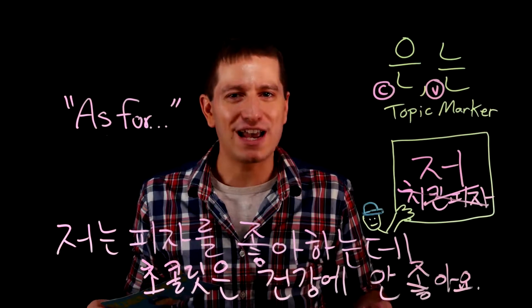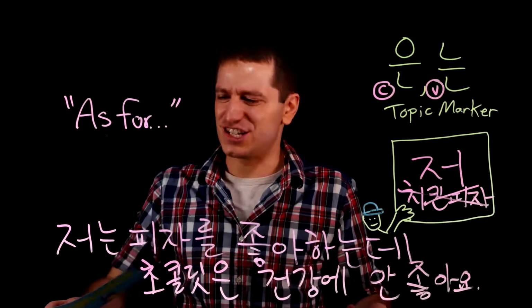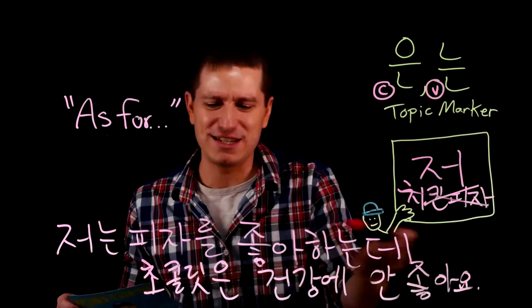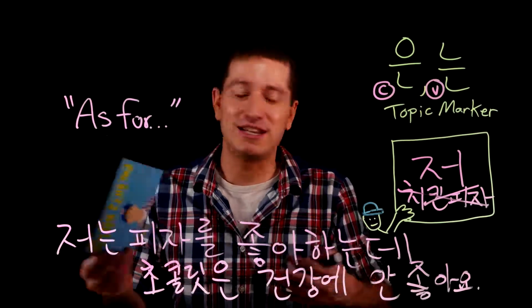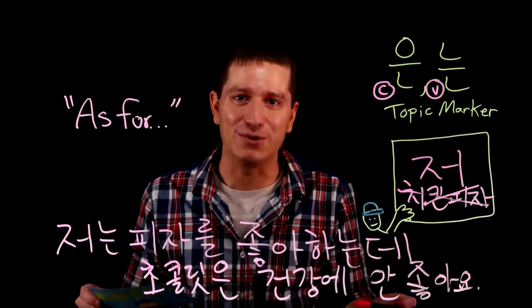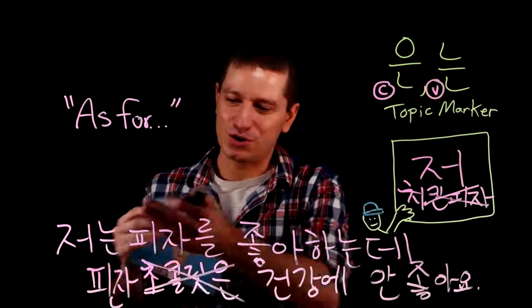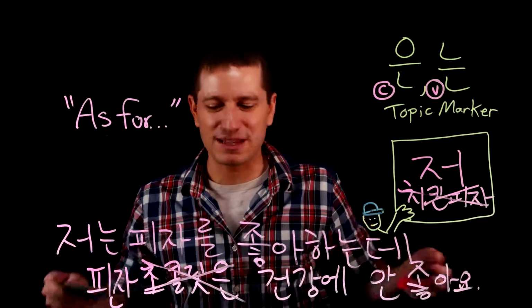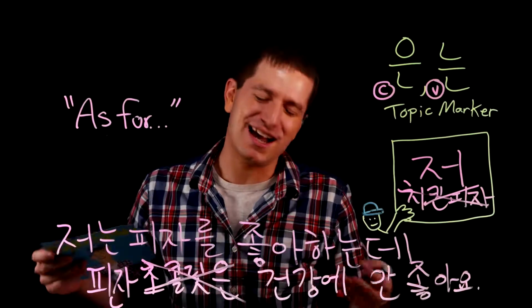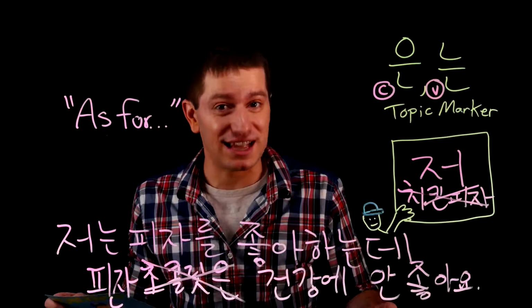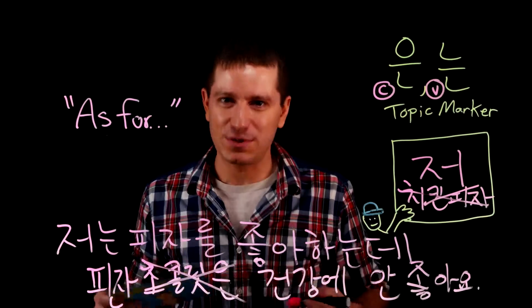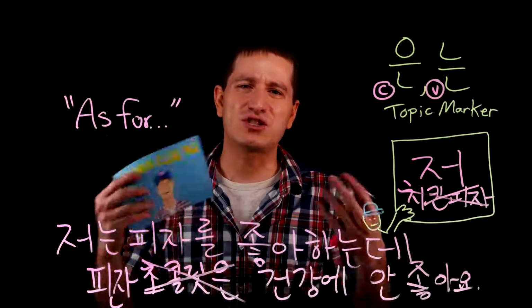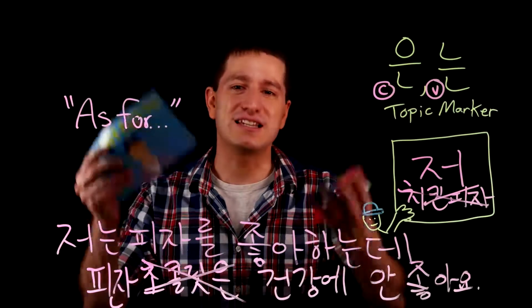Know though that you do have to have some sort of real contrast though. You can't just say something like 저는 피자를 좋아하는데 초콜릿은 건강에 안 좋아요. I like pizza, but chocolate is not good for your health. I mean, it doesn't logically really make sense anyway. However, you could say 저는 피자를 좋아하는데 피자는 건강에 안 좋아요. So I like pizza, but as for pizza, it's not really good for you. So you could say something like that since there would be contrast. But yeah, feel free to use more than one topic in your sentence, as long as you understand that you're creating that stronger contrast or emphasis in your sentence.